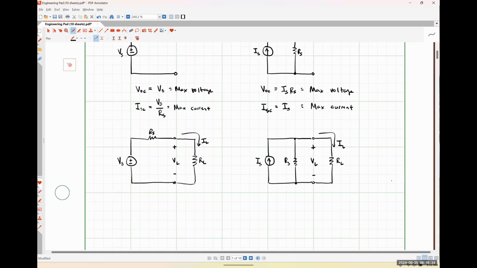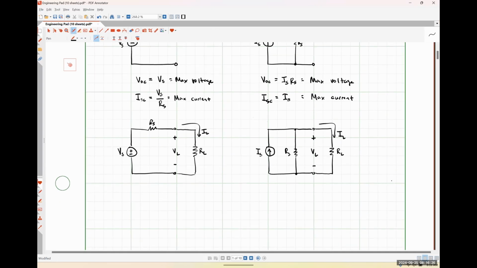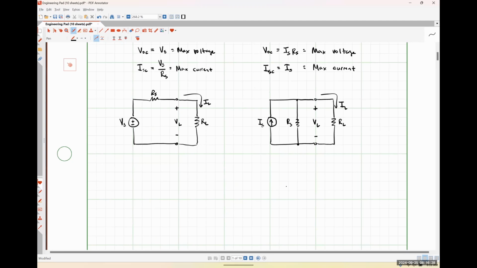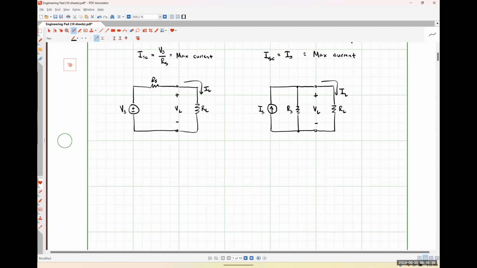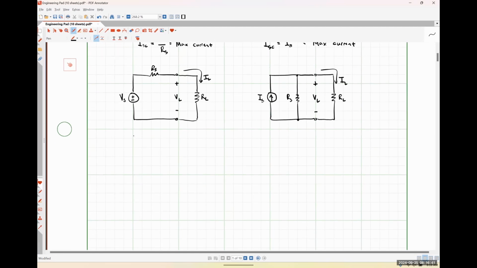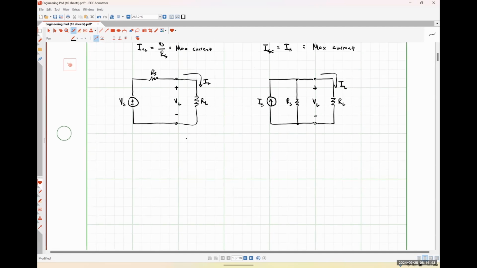Okay. So what I'm going to do is on the left-hand side, I am going to figure out what VL and IL and PL, the power absorbed by my load, is. And then I'm going to do the exact same thing on the right-hand side, okay? So for our practical voltage source circuit, how could I determine the value of my load voltage, VL?